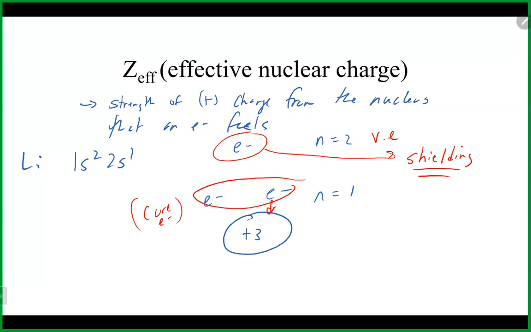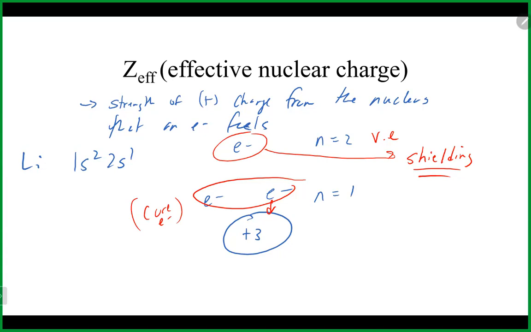So instead of feeling that full +3 charge from the nucleus like those core electrons are feeling, it's actually feeling something a little bit different. And that's because those guys are in the way. So you could think of shielding as when you sit down in a movie theater and you got nice seats and somebody comes in and sits down with a big giant hat in front of you, which shields a lot of the screen. And that's the same idea here.